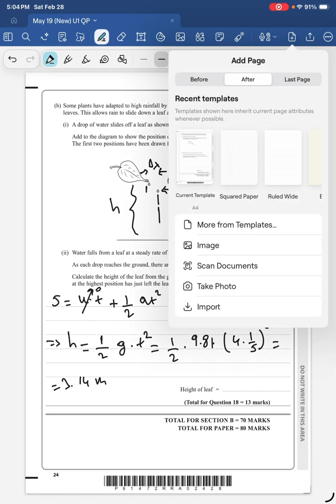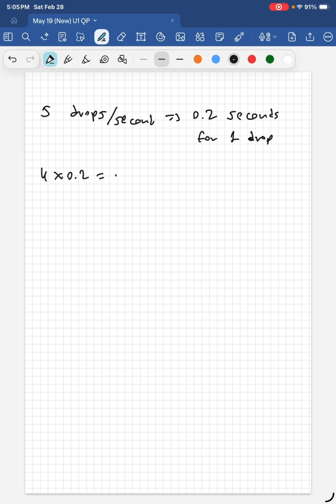So I'm going to write it in the back. So 5 drops per second, so 0.2 seconds for one drop is the time taken for one drop to fall. Okay, and we have 4 drops up on top of the last one. So 4 times 0.2 is equal to 0.8 seconds.